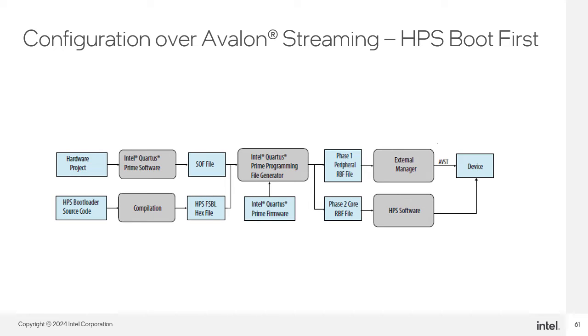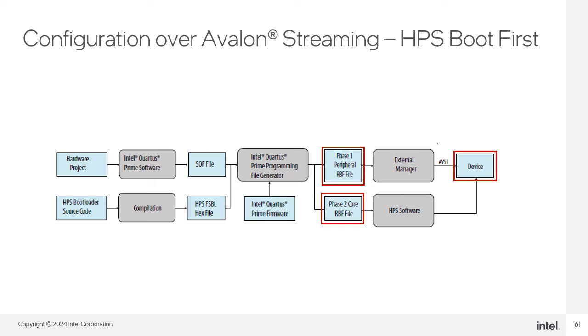Here's the sequence for the HPS boot first over Avalon Streaming. Compile the hardware project with Quartus Prime to obtain the SOF file. Compile the HPS FSBL source code to obtain the HPS FSBL hex file, or use a precompiled one. Use programming file generator to create the raw binary file, which contains the small Phase 1 configuration bitstream, and the core RBF file, which contains the typically much larger Phase 2 configuration bitstream to be used by HPS software to configure the FPGA fabric after the HPS is online.